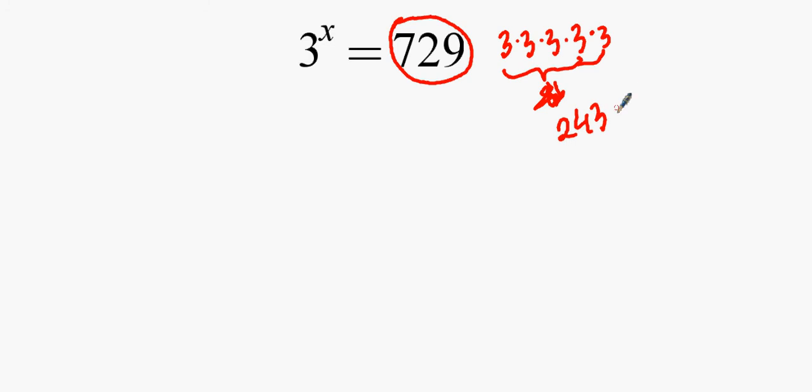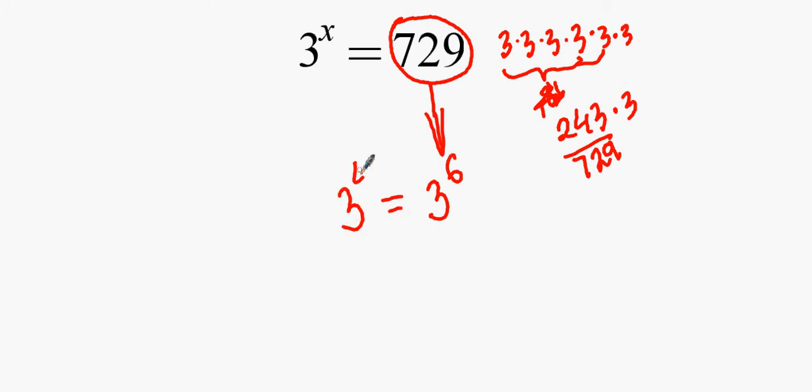And then, let's see, 243 times another 3. So that would be 9. 4 times 3 is 12. 2. Right, 1. 2 times 3 is 6 plus 1 is 7. Yes, so that's 1, 2, 3, 4, 5, 6 threes. So it's 3 raised to the 6th power, and that equals 3 to the x. So the only thing we need to do is compare our exponents. Since we have the same base, we ignore the 3. So x equals 6.